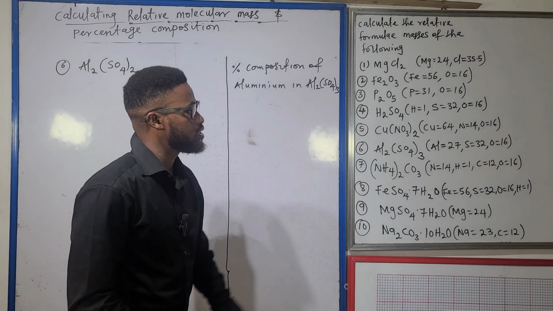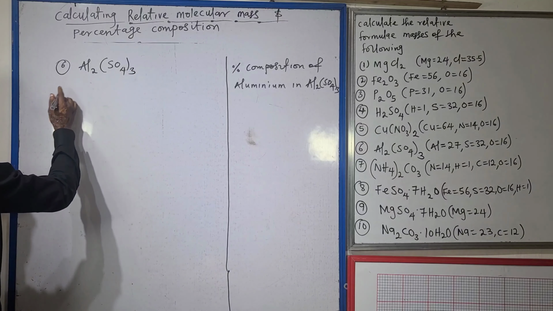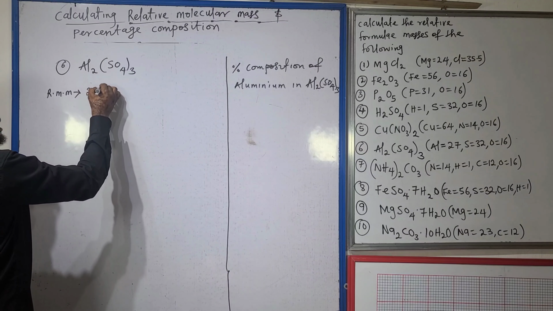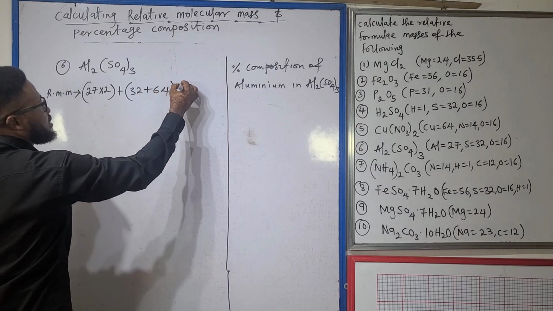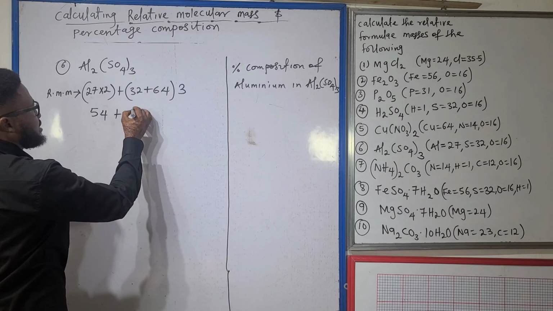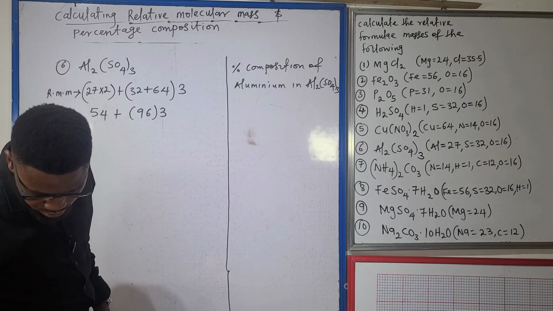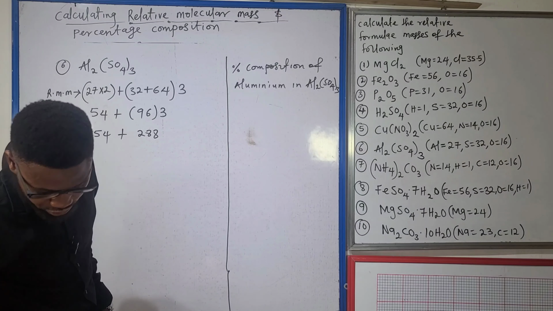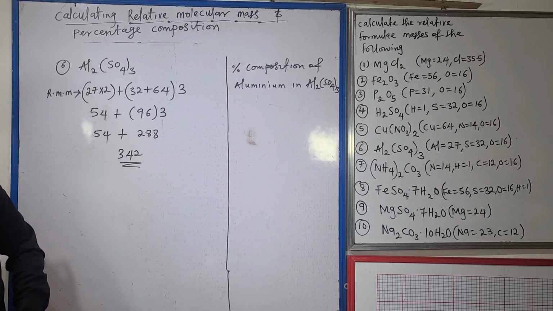So moving on, we are looking at question 6. We were told to calculate the relative molecular mass of aluminium tetraoxosulfate 6. In here, that means relative molecular mass, or you can as well call it formula mass, of aluminium tetraoxosulfate. Of course, this is 27 times 2 plus sulfur here is 32. Oxygen is 16, 16 times 4, that is 64. Everything here multiplied by 3 because we have a subscript here. So 27 times 2 is 54 plus 32 plus 64, that is 96. 96 times 3 is going to give us 288. 288 plus 54 is going to give us 342.